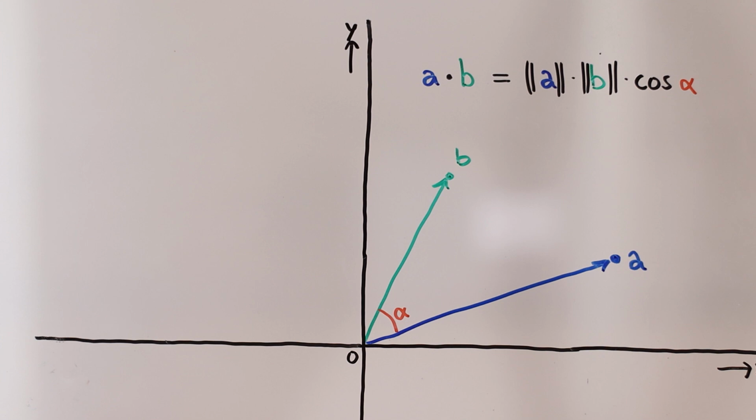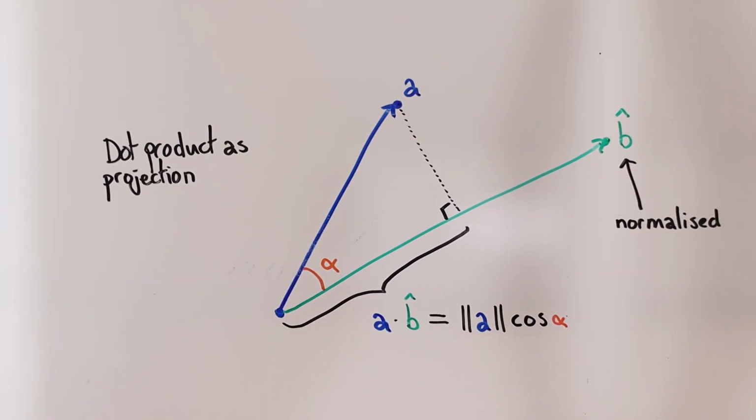You can even get some more geometry by normalizing one of the vectors, say B. Then its length is 1, and what we're left with is the length of A times cosine alpha. That's the length of A projected onto B. This can be pretty useful, and again, for fixed B, it's linear.